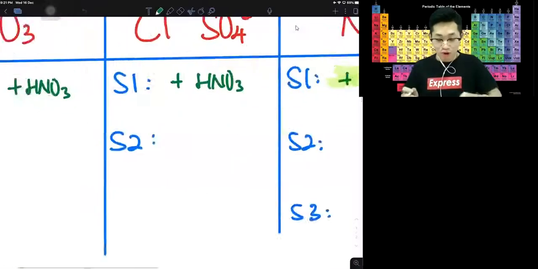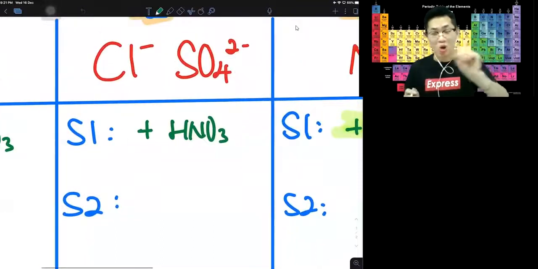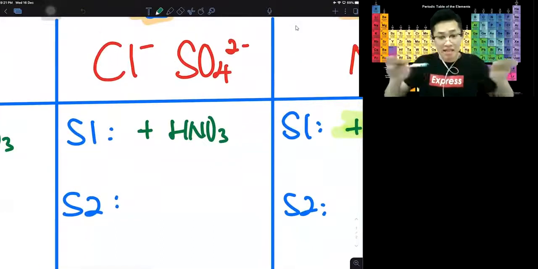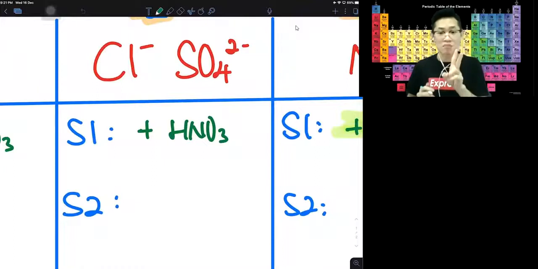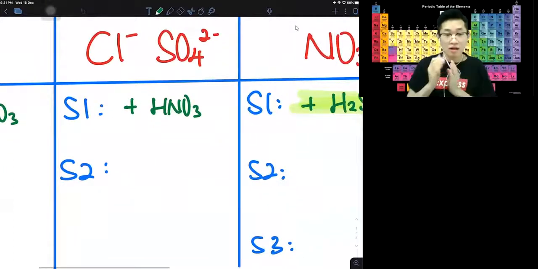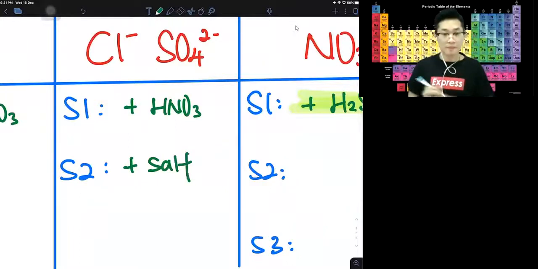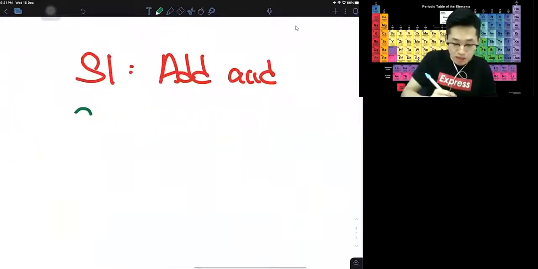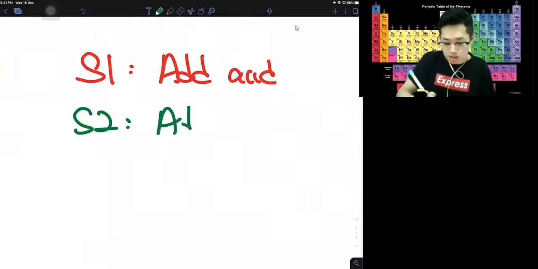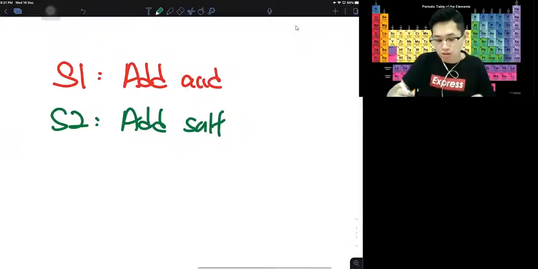Okay, this one no need to copy. So step 1 is always adding acid. Same sentence for everything. Step 2 is adding a salt solution. So that means I write here, step 1 add acid, step 2 add a salt solution.